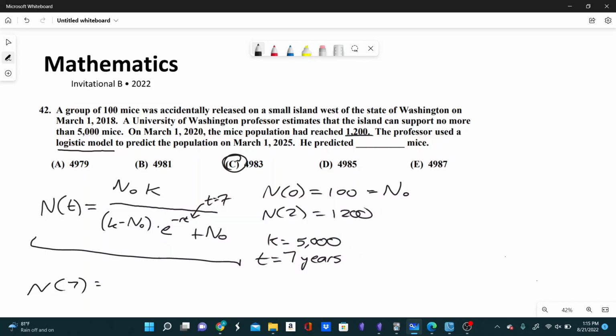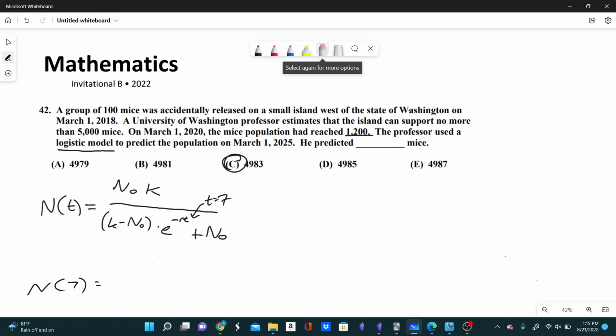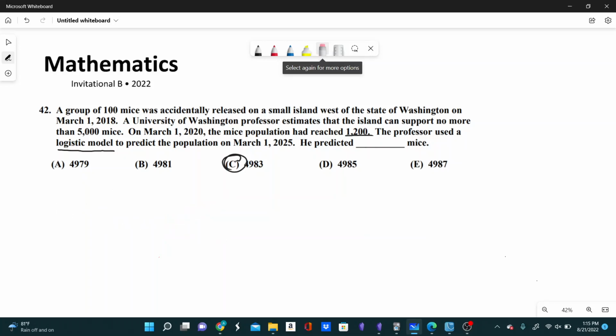And so if you end up forgetting this formula, there actually is a differential equation that, when you solve it, you get this solution. So I'm going to show you that real quick. And we can use the differential equation solver on our calculator to get that. So let me show you this.